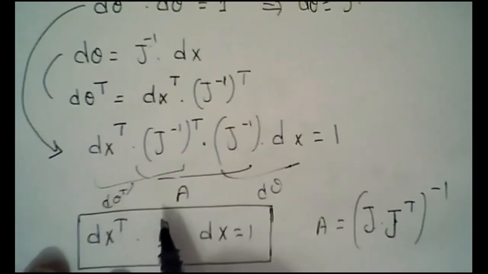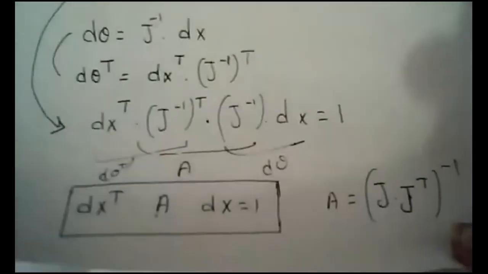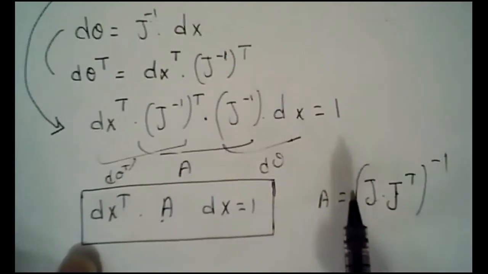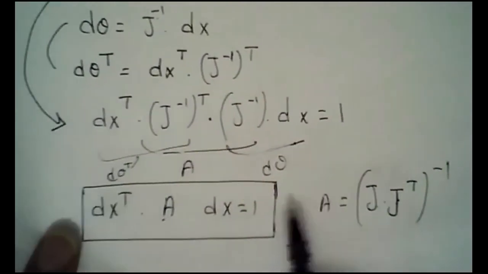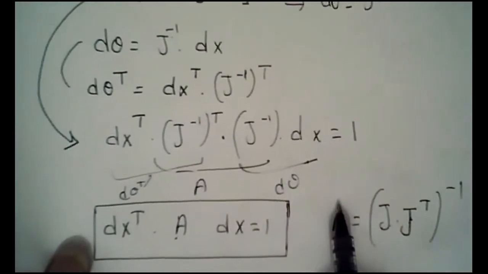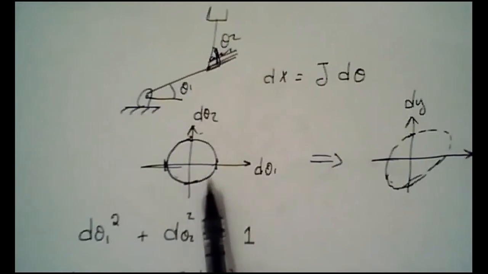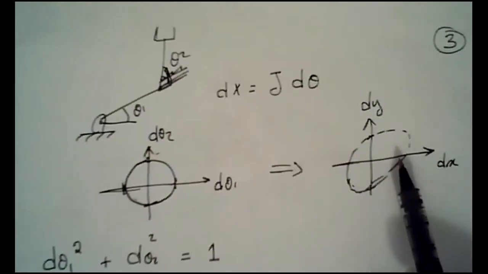So dx transpose multiplied by some square matrix multiplied by dx, where dx has to be 2 by 1, will actually give you an ellipse. And we will call this a manipulability ellipsoid. So this ellipsoid will essentially define the mapping of my thetas. So I'm starting with a pure circle here, all the possible configurations or all the possible rotations of theta 1 and theta 2. I want to see how that would look in my Cartesian space.